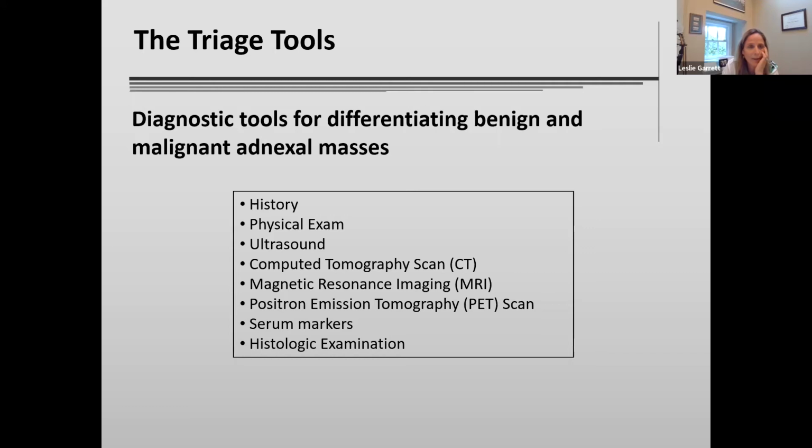So what do we have? What do we have in our toolbox in order to figure this out? Well, we have the good old history and physical exam, which should always be part of our evaluation. We have ultrasound, which is probably what most of you will start with and order first, which is the right thing to do. Then there are things like CT scans and MRIs, and PET CTs and tumor markers, and then obviously, ultimately, pathology.